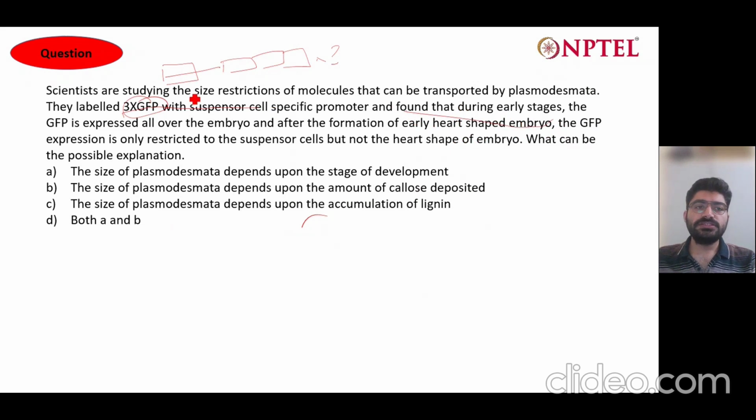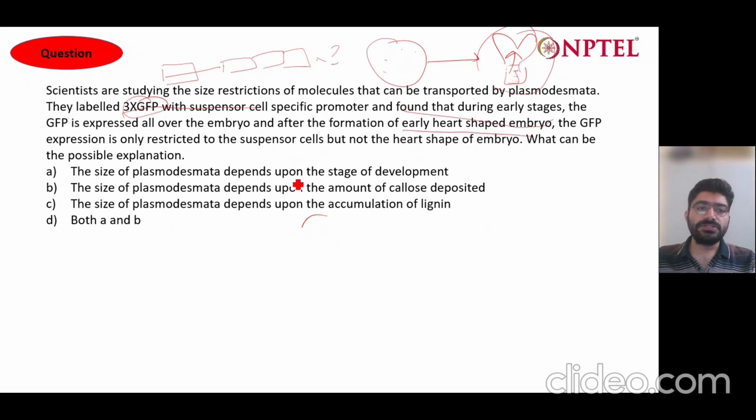During the early stages, the GFP is expressed all over the embryo. So, considering this to be an embryo, the GFP is expressed all over the embryo. And after the formation of the early heart-shaped embryo, the GFP expression is only restricted to the suspensor cell, but not the heart shape of the embryo. What can be the possible explanation? So after forming the heart-shaped embryo, they found that the GFP is only expressed in the suspensor cell, but it is not moving to the heart shape of the embryo. So we have to analyze what can be the reason for this.